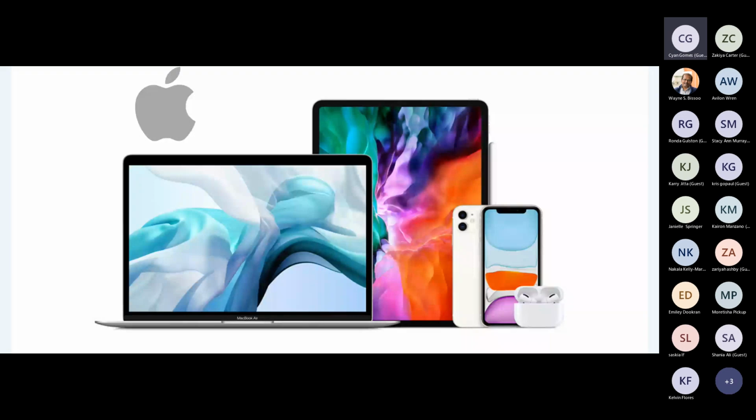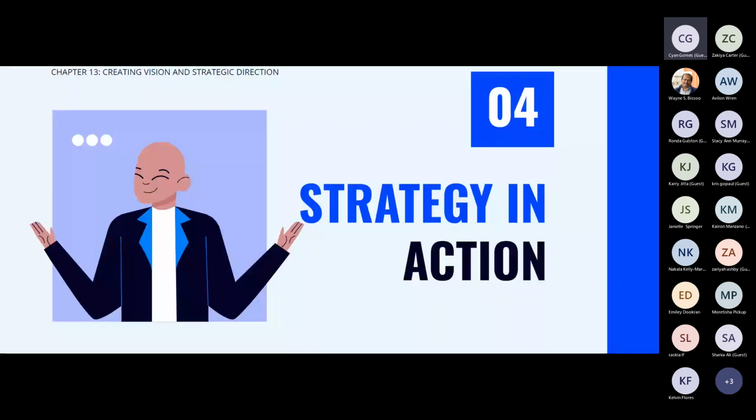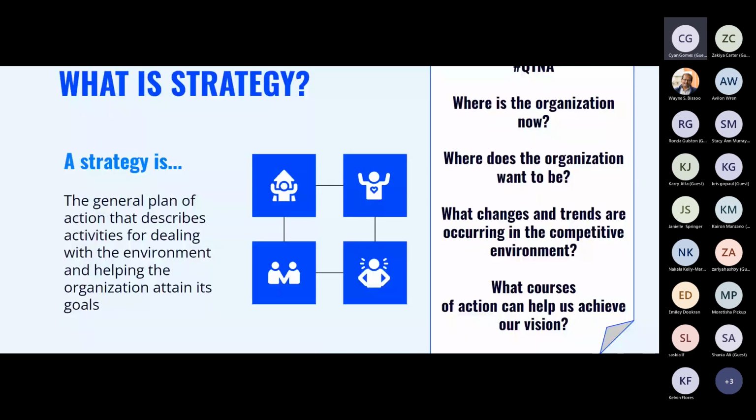All right. So moving on, we are going to strategy in action. For organizations to succeed, they need ways to translate vision, values, and purpose into action. So a strategy can be defined as the general plan of action that describes resource allocation and other activities for dealing with the environment and helping the organization to attain its goals.